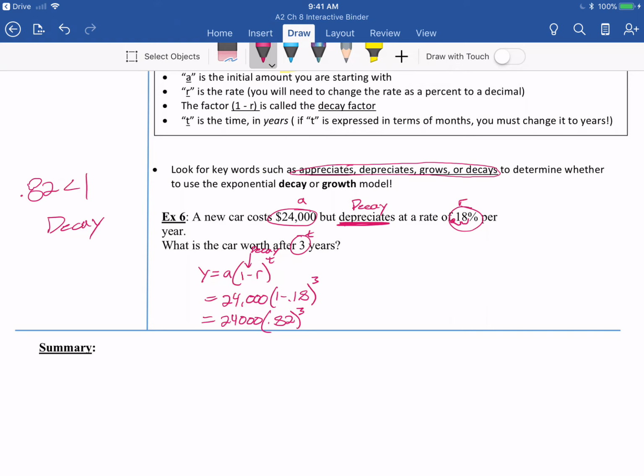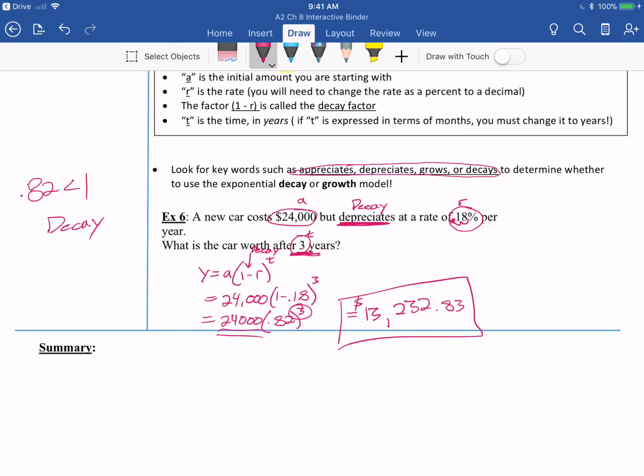And now you plug this guy in your calculator, 0.82 to the 3rd power. Make sure you do exponents first. Then you multiply it by that 24 grand in your calculator, and you should get a grand total value of your car being $13,232.83. Okay, so that's just after 3 years. So just after 3 years, your car's down to worth only 13 grand. That's just over half of what you paid for it.